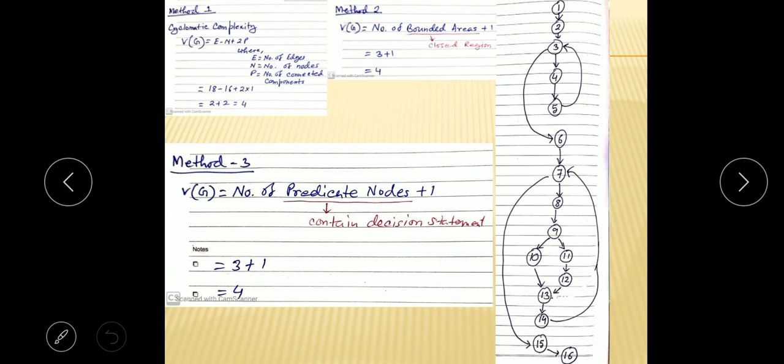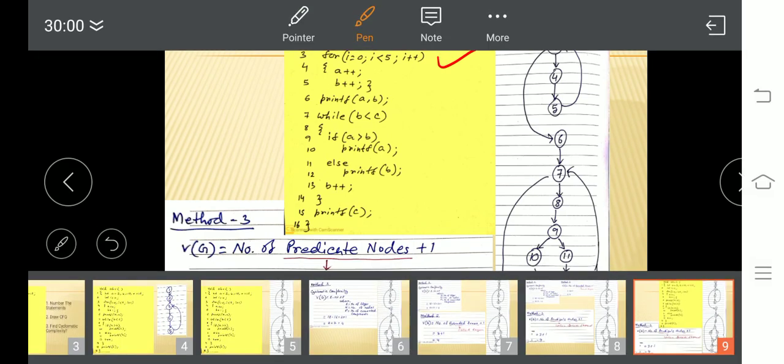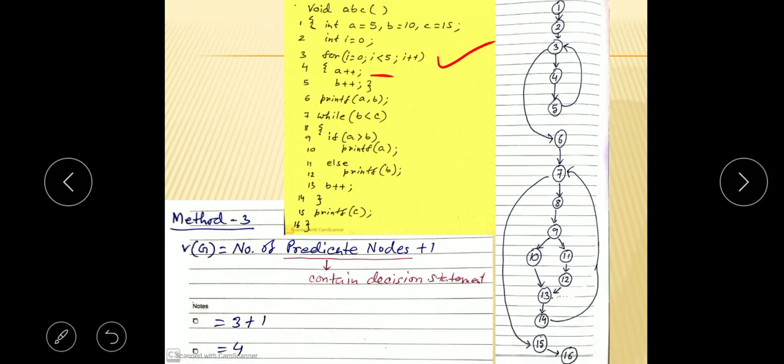So here, for finding this, just check in this program how many conditions are there. See, node number 3, that is the for loop i less than 5, it's a condition. After that, node number 7, the while loop, there is a condition, and node number 9 also has a condition. So we are getting 3 conditions in this program segment.